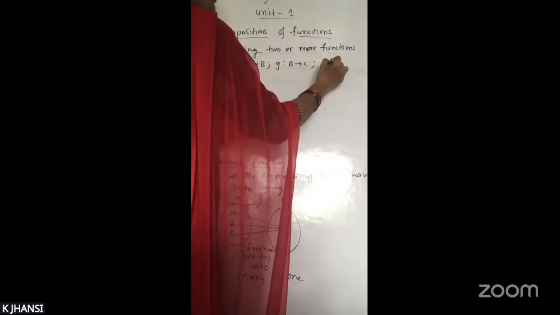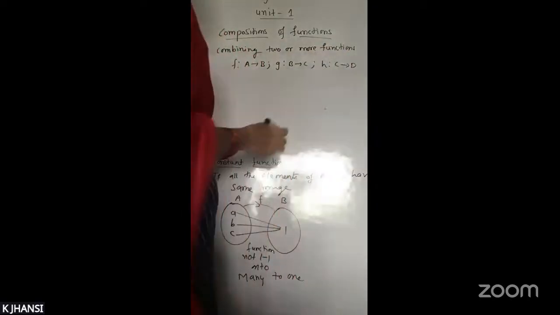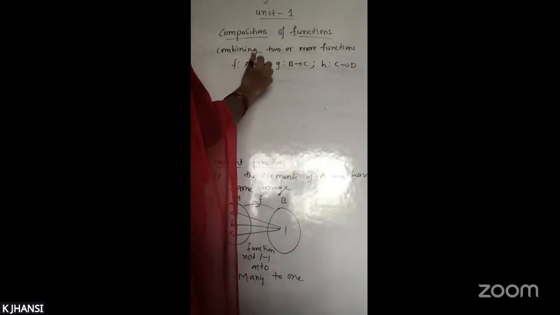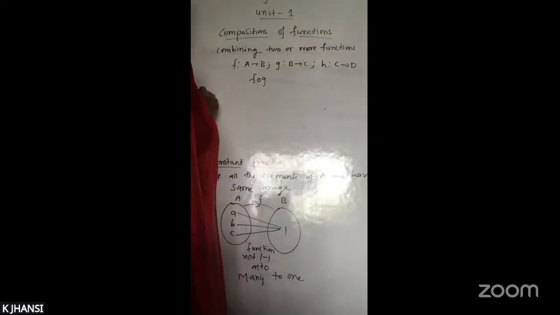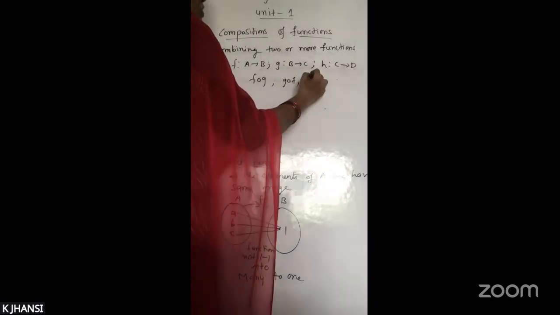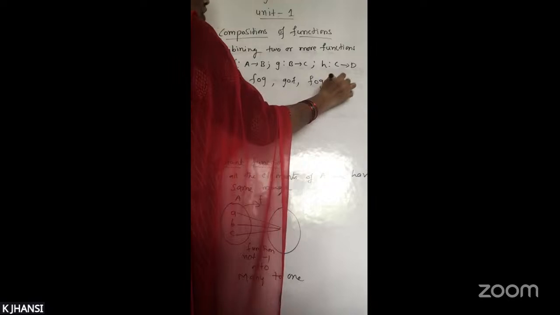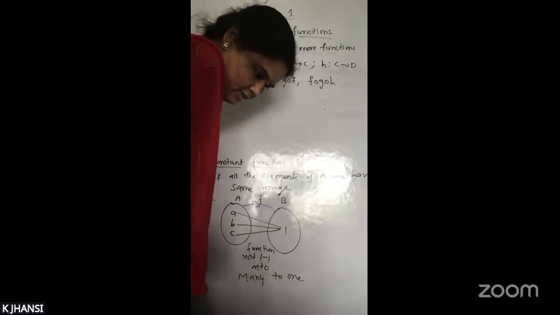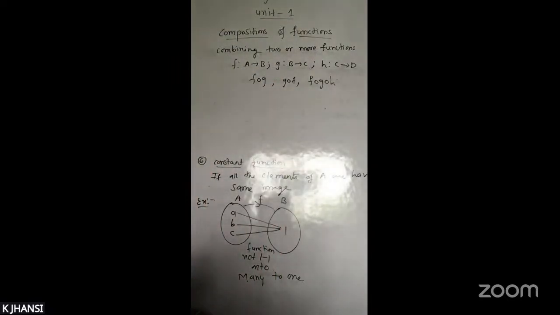If we have h from C to B, like this. So f circle g circle h. First thing is f circle g. Next we can write g circle f. Next f circle g circle h, like this. Combination of anything. So this is called a composition of functions. We'll see one example. On this you have the problem in your textbook.